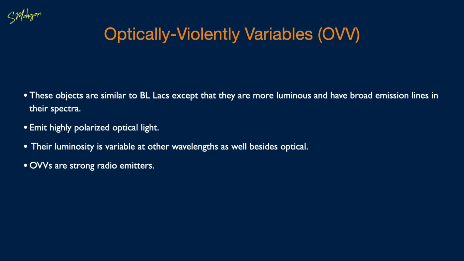Another subcategory of blazars is the OVVs, the optically violently variables. They are similar to BL-lacs except that they are typically more luminous and have broad emission lines in their spectra. Their luminosity is variable at wavelengths other than optical as well. OVVs are strong emitters of radio radiation.